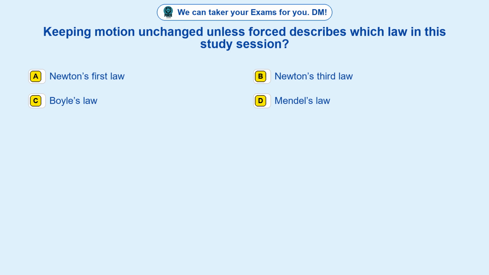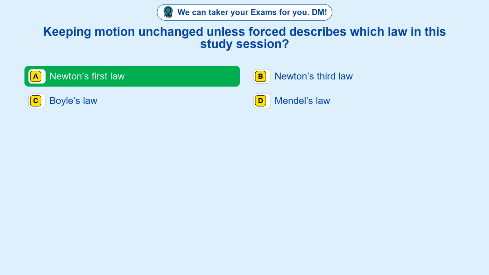Question 57. Keeping motion unchanged unless force describes which law in this study session? Option A, Newton's first law. Option B, Newton's third law. Option C, Boyle's law. Option D, Mendel's law. The correct answer is option A.